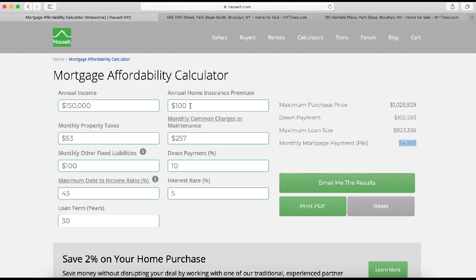Oftentimes, if you have that in a 401K or some sort of retirement asset, they will give you partial credit towards the reserve requirement. In some cases, it's 50%. So if you have $200K in a 401K, you will have up to $100K in credit to satisfy your reserve requirements.